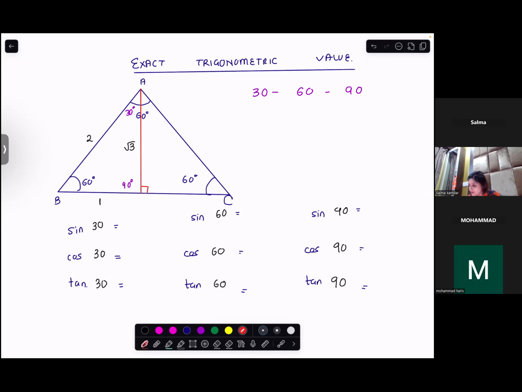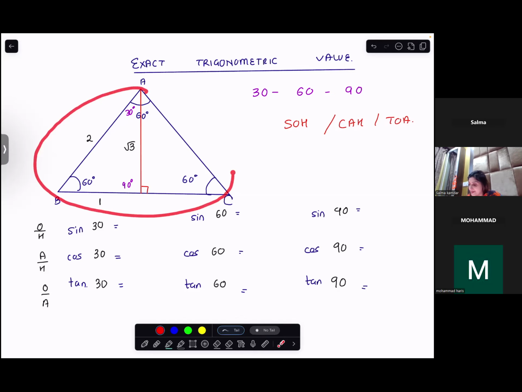Then you also remember this property. Yes, sine is opposite over the hypotenuse. Cos is adjacent over the hypotenuse. And tan is opposite over the adjacent. Okay. Now let's see. I'm just reviewing it again.